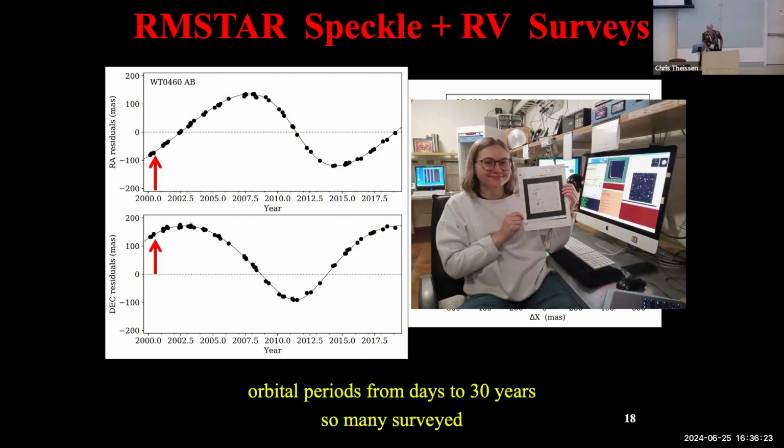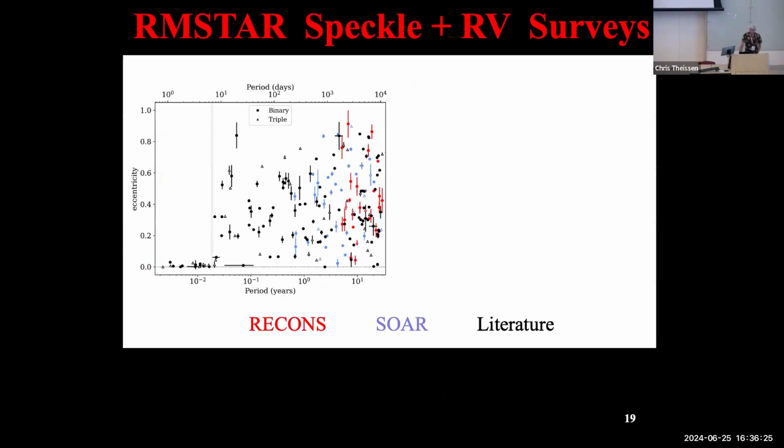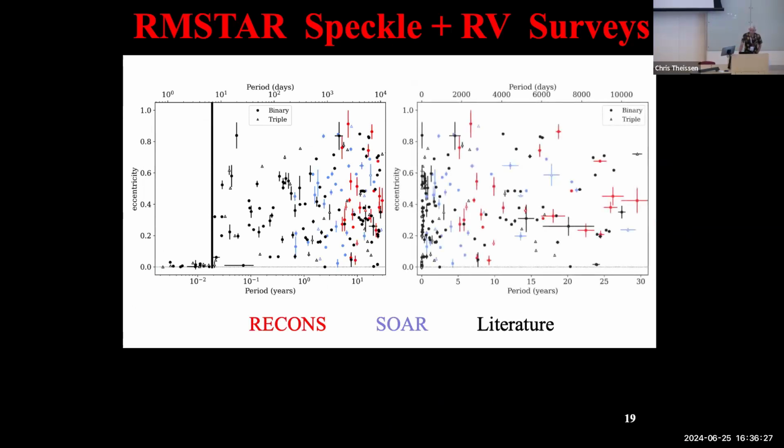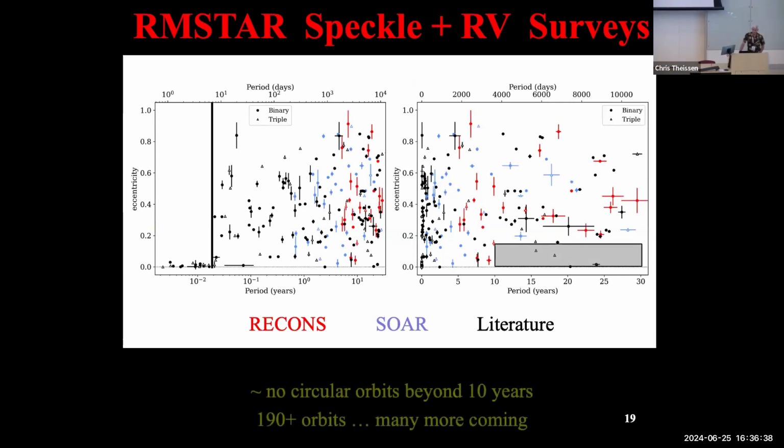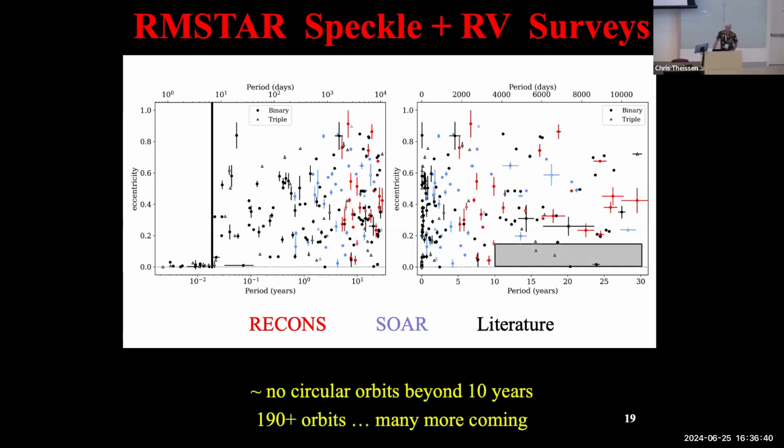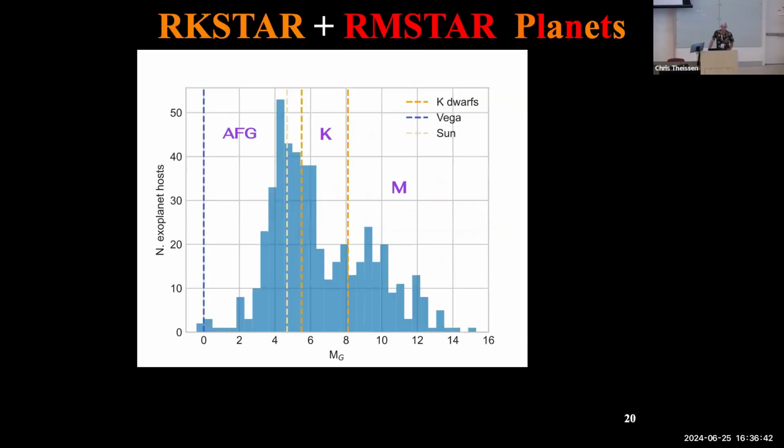We can get periods up to 30 years for orbital stuff. Elliot's orbital work here, you can see the recons and source stuff really adds up. The two bits to take away from this are that the tidal circularization period is about 7 days for M dwarfs, and that there seems to be a gap of circular orbits beyond 10 years. We've got almost 200 orbits already.